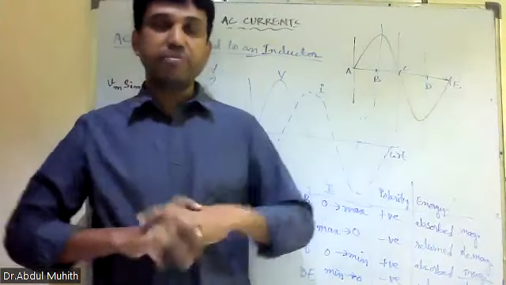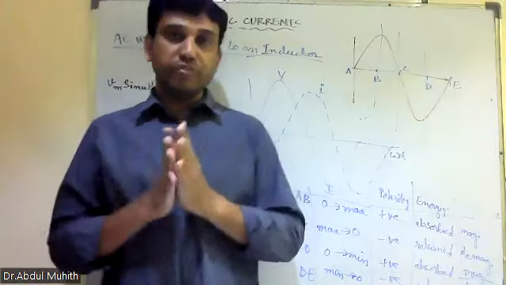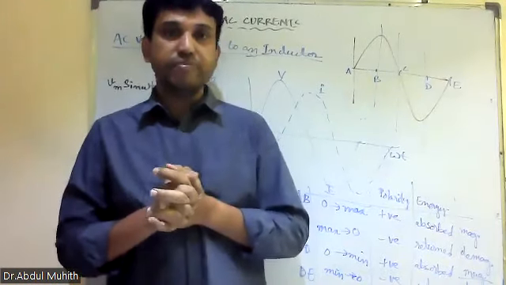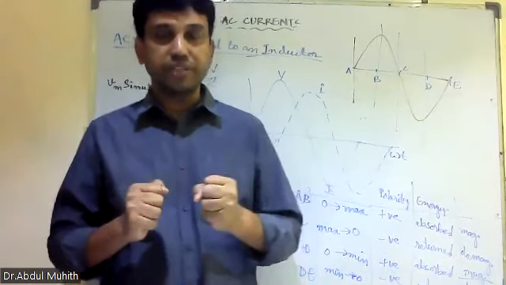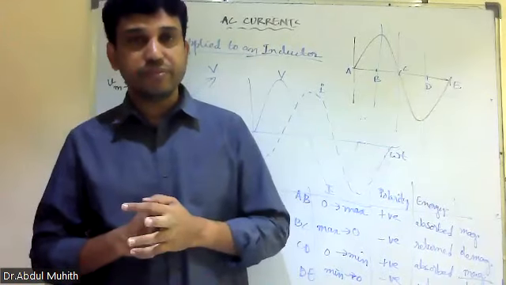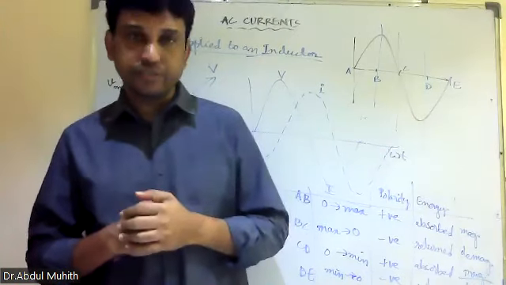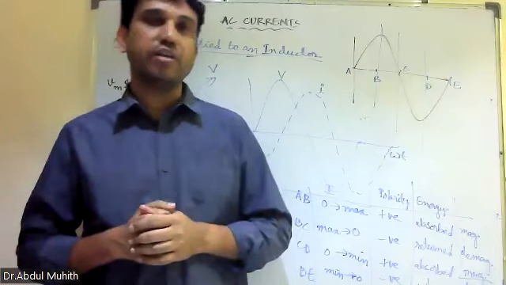Okay, quickly I'm doing a recap. In AC currents, when we speak about DC current, what is a DC current? DC and AC current. What is DC current? Direct current and alternating current. Very good.